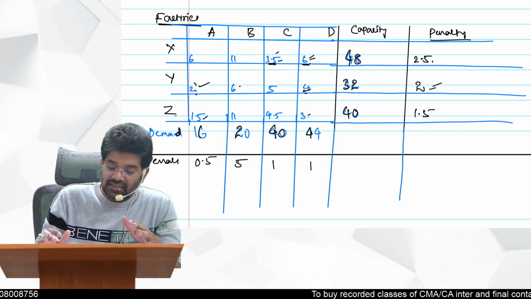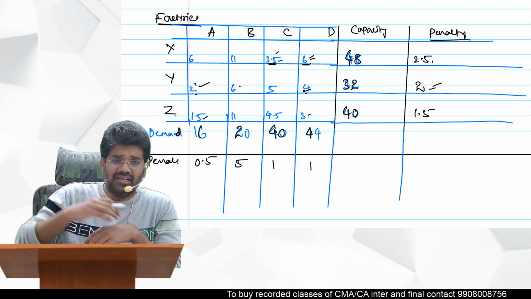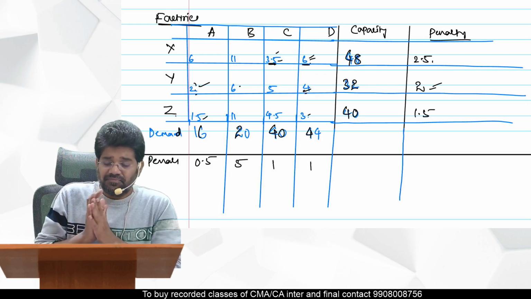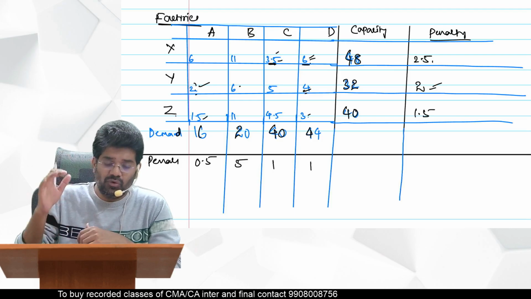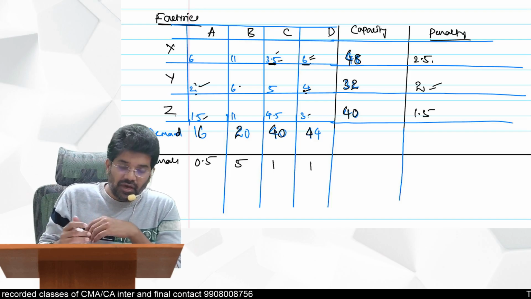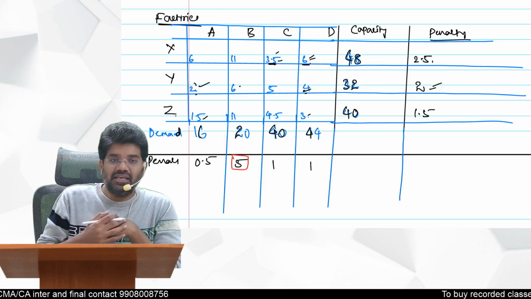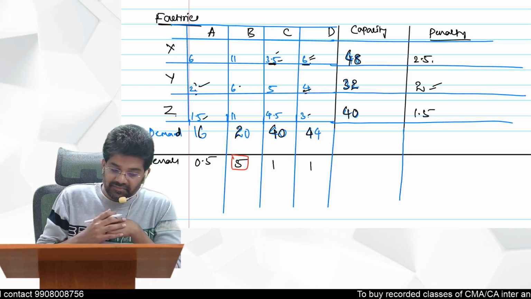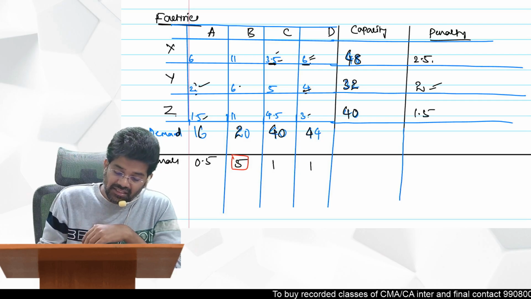Then the next step is, out of these penalties, select the maximum penalty. What is the maximum penalty, either row wise or column wise? 5 is the maximum penalty here. In this, you select the least cost.